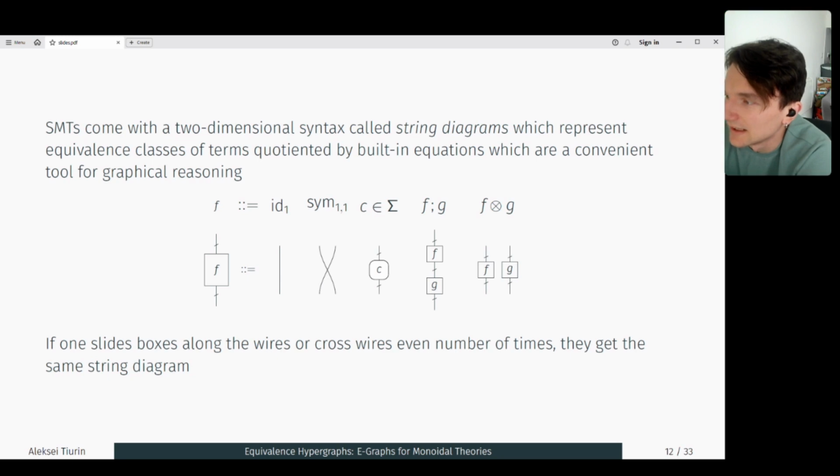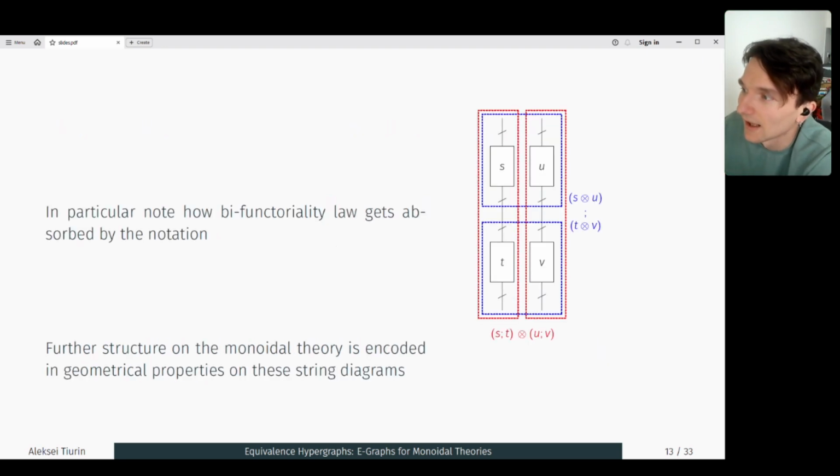And this notation absorbs some of the equations and laws of the monoidal category, and some other equations are absorbed because we treat string diagrams up to some topological deformations. So if you slide boxes along the wires or cross wires twice, you stay with the same string diagram. In particular, note how the bifunctoriality law gets absorbed by the notation.